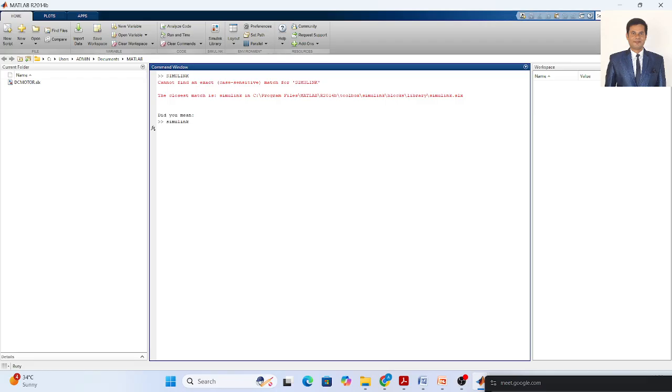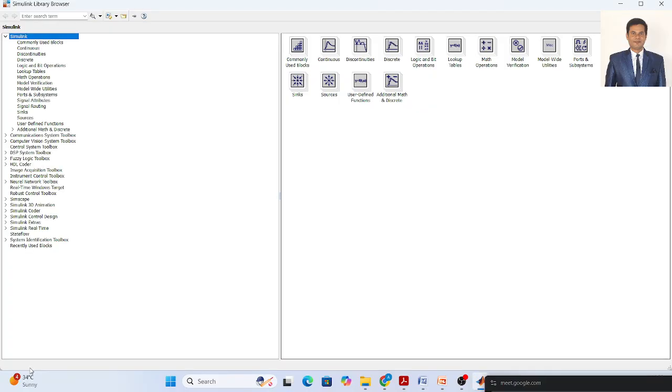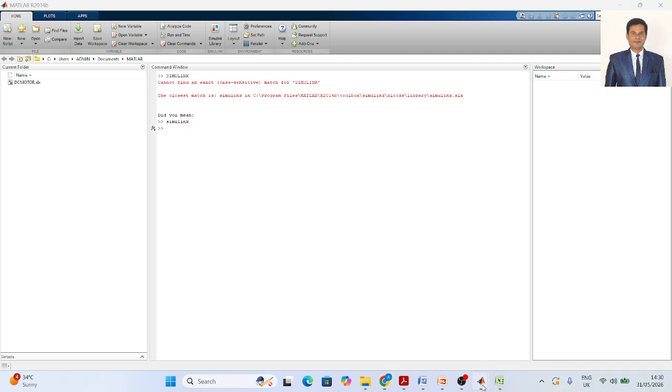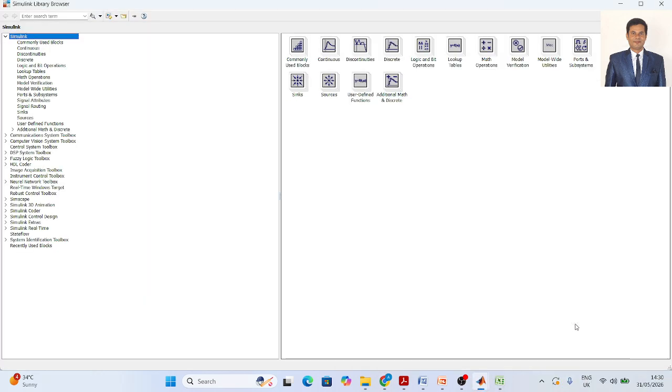Okay, I have just typed Simulink. Then it is starting the library browser. See, it started. I did not click over here. I did not click the Simulink library, I just typed Simulink in small letters. What did it do? It has opened the new window. Yes sir, it has opened a new window, see.